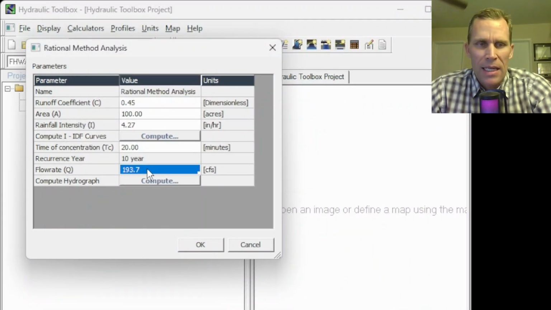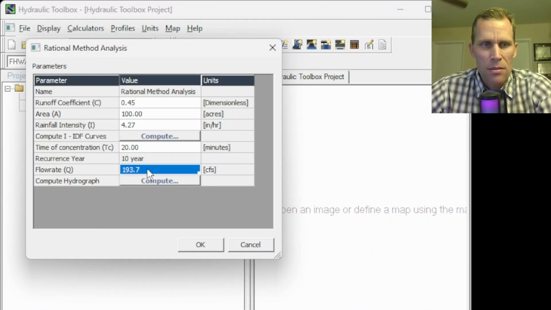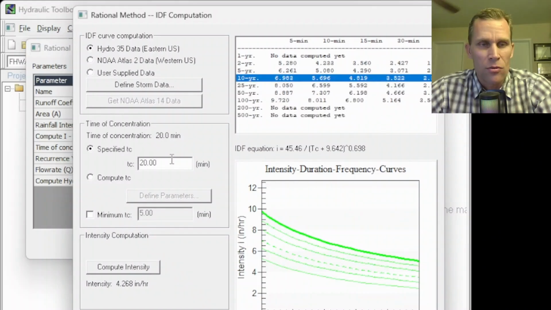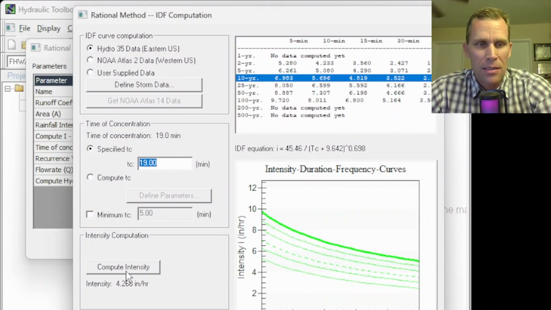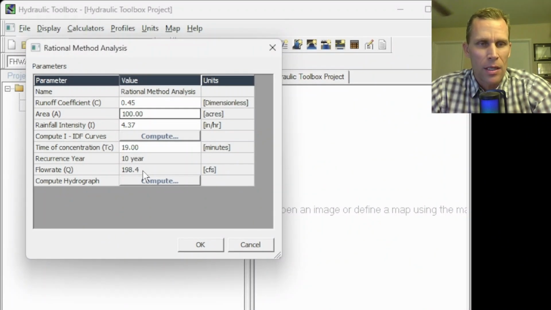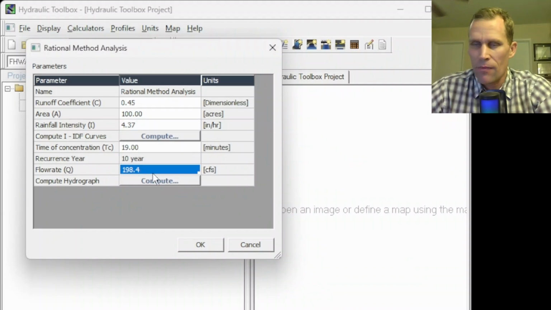Now we're up to 193.7 CFS. So again, just about 6 CFS off, about 3% difference. So let's see, since the rational method is linear in nature and 3% of 20 is 0.6, if we subtract 0.6, it'd be 19.4. We'll just see what 19 does and then tab off. So time of concentration, 19, compute intensity, 4.327 inches per hour. We'll click on done. And that gives us a flow rate of 198.4 CFS.